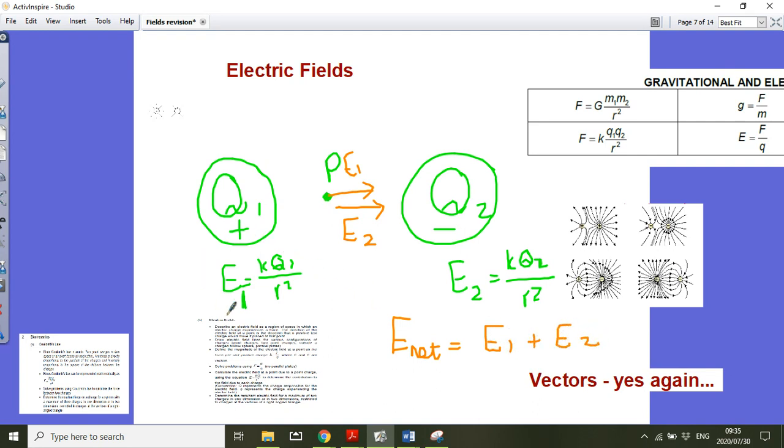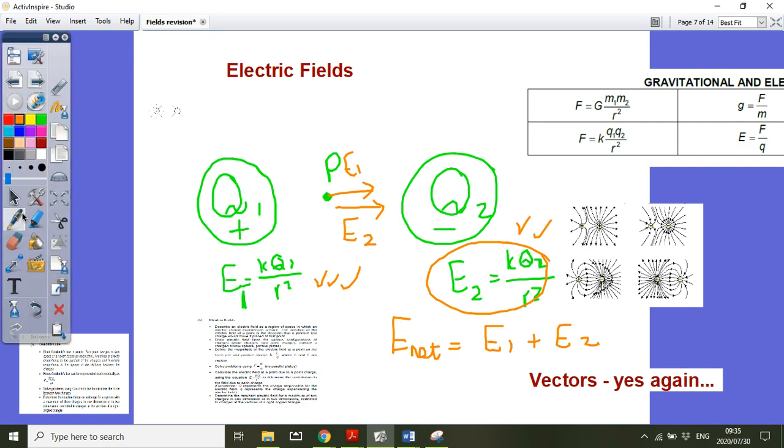So go and work out this answer first because you'll probably get about 3 marks for it. Then go and work out this answer because you'll get another 1 or 2 marks for it, probably 2. And then doing the vector calculation will give you another 1 or 2 marks. So please know that vectors are important in this section.